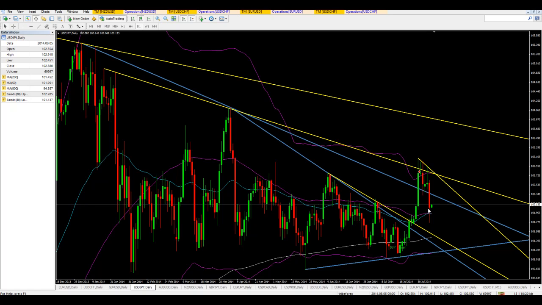We're going to look for a sell at 102.33. So we're going to look for a price to move up, get down to this trend line, which is a weekly area of resistance, and we're going to look for a sell here on the dollar yen.